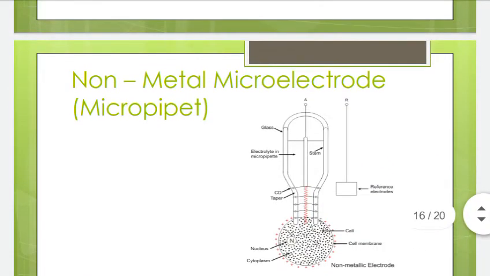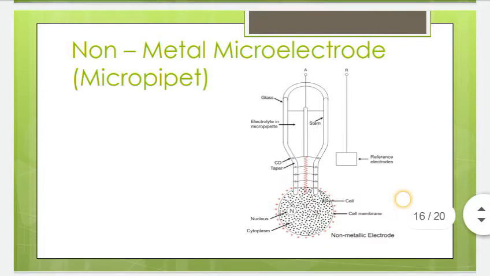Next one, non-metallic microelectrode. This non-metallic microelectrode is also inserted inside the cell. Here also we are using two electrodes. This non-metal microelectrode or micropipette electrode, you all know that we are using pipettes in the chemistry lab, right? So it is similar to that. The micropipette electrode is placed inside the cell, and the reference electrode is placed outside the cell.